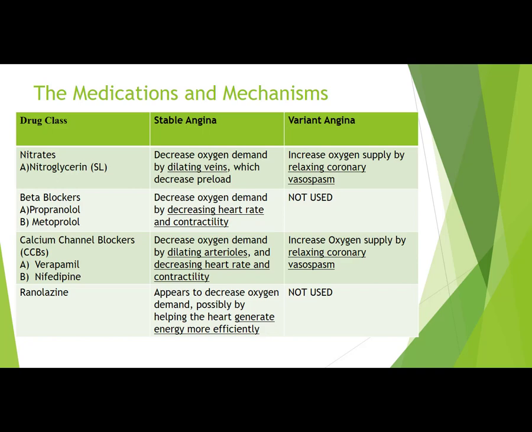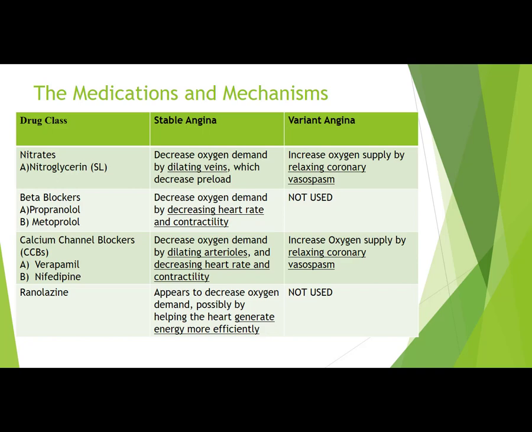Again, the four things that have to do with oxygen demand: contractility, heart rate, preload, and afterload. So it does make sense by the mechanism by which these calcium channel blockers work. In variant angina, on the other side, they increase oxygen supply by relaxing the coronary vasospasm. Because again, variant angina is also known as vasospastic. So that's another way you can keep it in your mind.